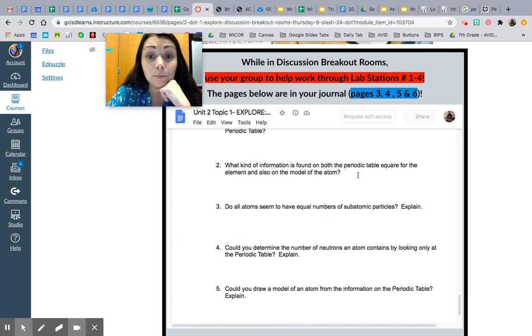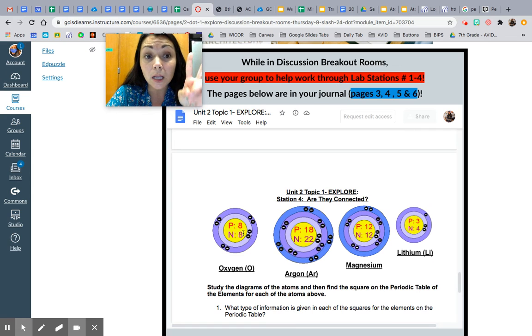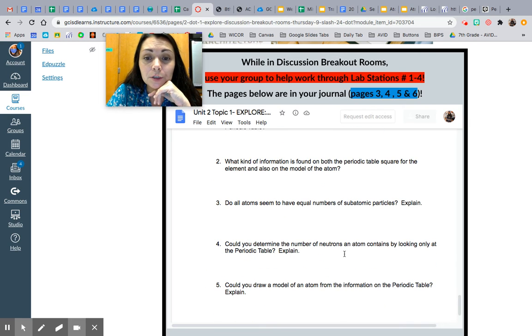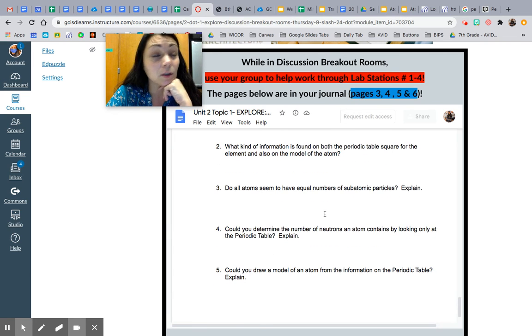What kind of information is found both on the element and the periodic table? The same, because if I look at this picture, I can see how many protons, neutrons, electrons. And once I know a little bit more about the periodic table, I'll be able to even figure out where on the periodic table it is without even looking at the periodic table. It's like magic. Can you determine the number of neutrons by looking at the periodic table? Yes, I just taught y'all how. Do all atoms seem to have equal subatomic particles? No. They always have equal protons and electrons in a neutral atom. That's not an ion. But sometimes they might have different neutrons.